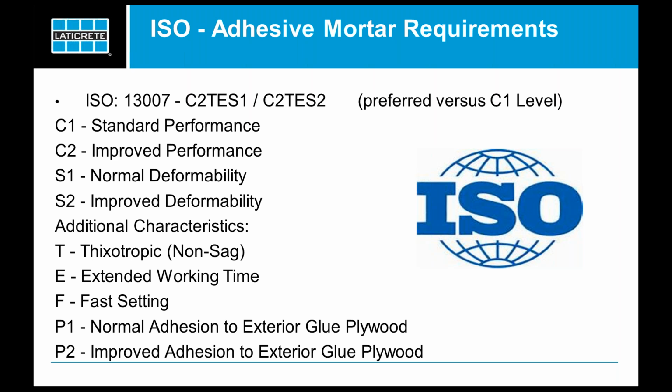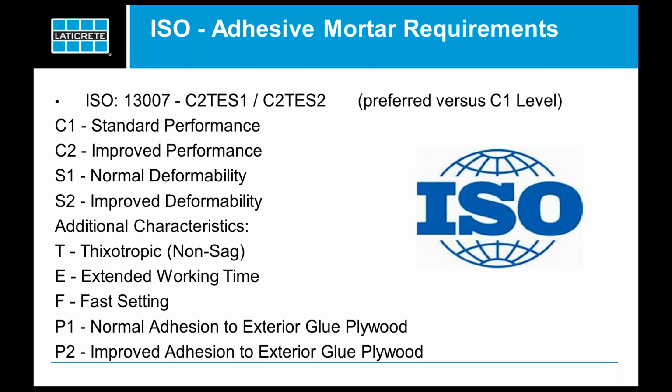ISO as well has their own standards. In our industry, over the last maybe 5 to 8 years, we're starting to see ISO become more popular as far as specifications. ISO is a little different than ANSI. That is really something that's heavy with tensile strengths, where ANSI relies heavily on shear bond strengths. ISO also has these various characteristics.